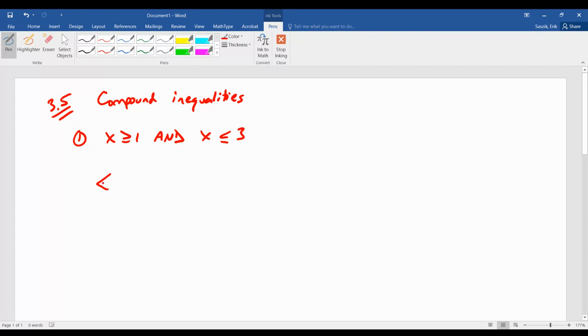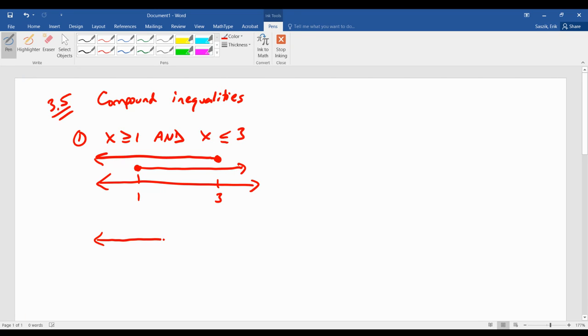Now, to graph that, we have two sets of action points now. We're just showing both. Greater than or equal to 1, of course, would be a closed circle and go up there forever. Less than or equal to 3 would be a closed circle going down forever. Now, that's not our final answer, though.